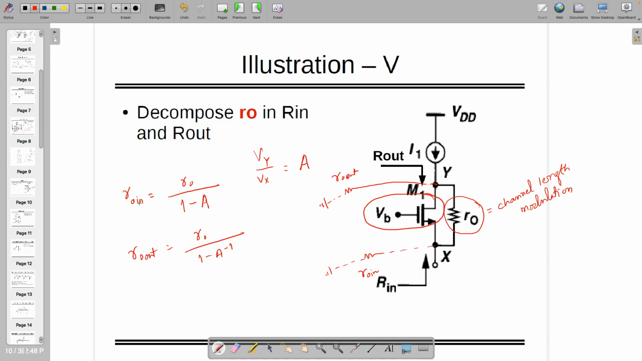Can you see which kind of amplifier this was, this particular X to Y, which kind of amplifier it is? Common gate is which kind of amplifier? Current control, current control, voltage source. Why voltage? Why do you think it's voltage?